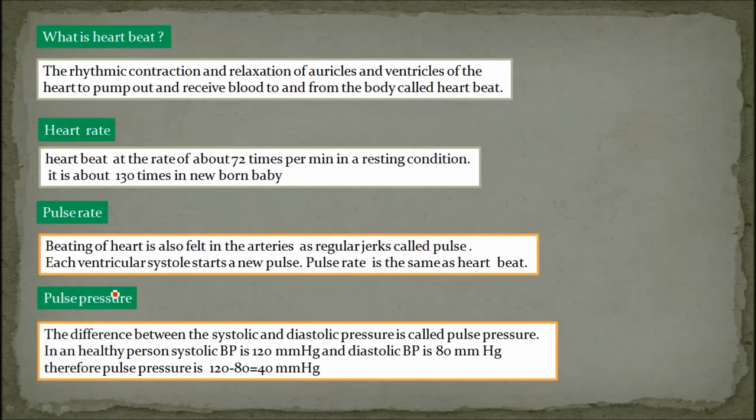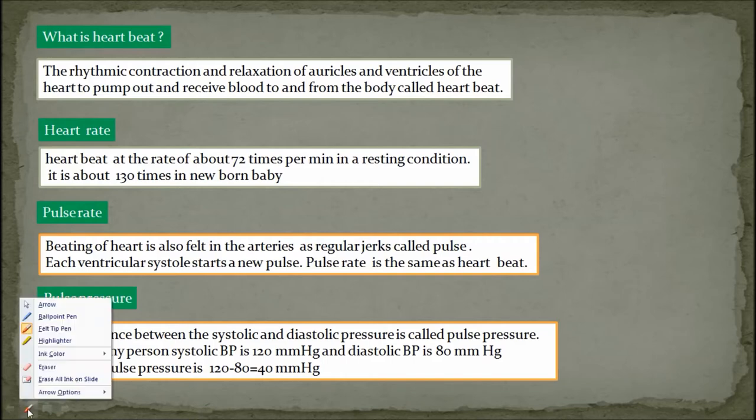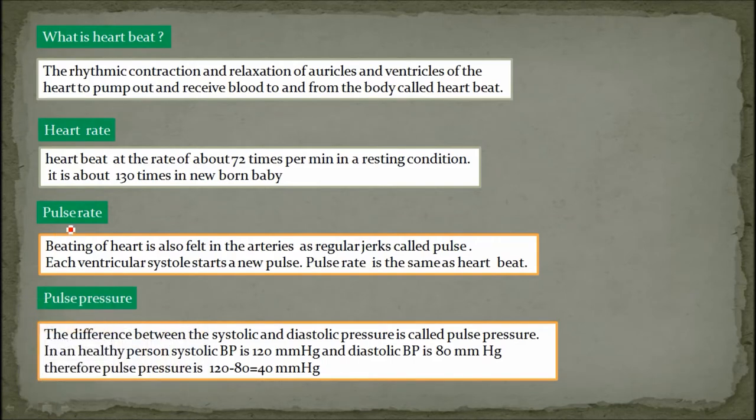So the heart beats at the rate of about 72 times per minute in a resting condition, and about 130 times in newborn babies. So heartbeat and heart rate are correlated. Now the second word, which is also related, is the pulse rate.